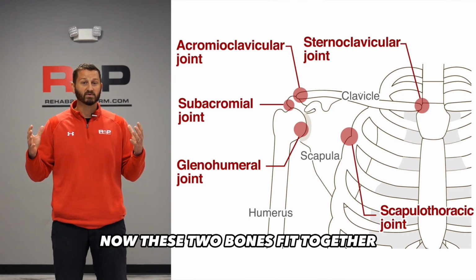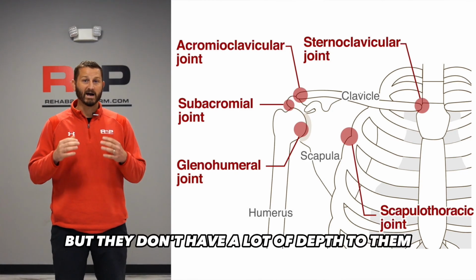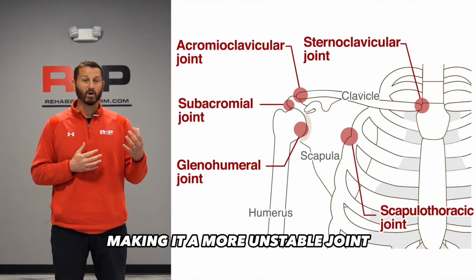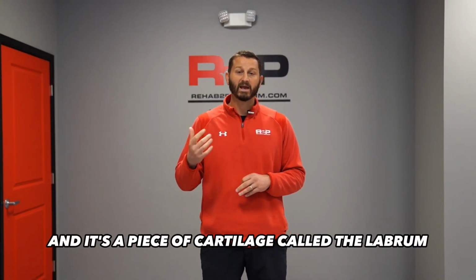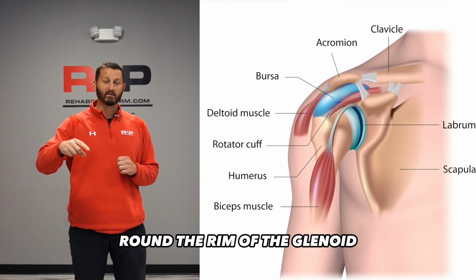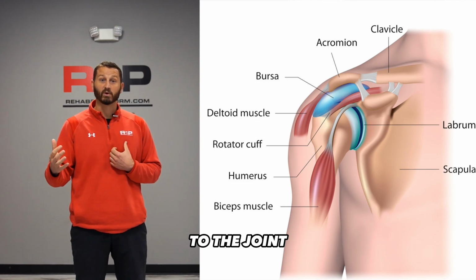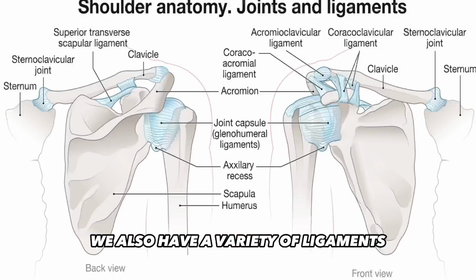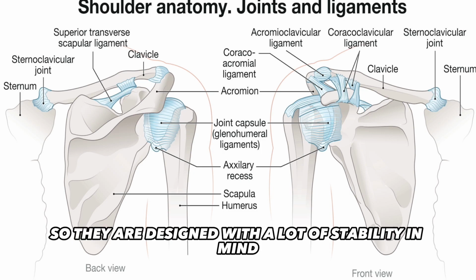Now, these two bones fit together and they articulate very well, but they don't have a lot of depth to them, making it a more unstable joint. So we have another structure, a piece of cartilage called the labrum. This wraps around the rim of the glenoid, and it provides more depth and more stability to the joint. Outside of the bones and the cartilage, we also have a variety of ligaments that surround the joint, and these provide more structure. Ligaments connect bone to bone, so they are designed with a lot of stability in mind.